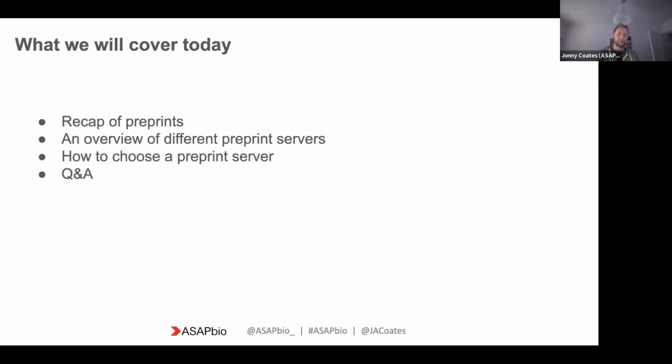So today we will do a quick recap of what preprints are, just as a reminder. We'll do an overview of the different preprint servers, and we'll break down some of the questions I've created in one of the slides we'll come up to about how to choose a preprint server. And then, as I said, hopefully plenty of time for a Q&A.